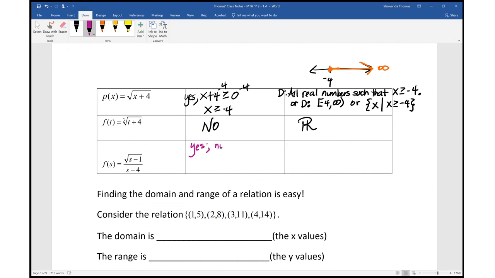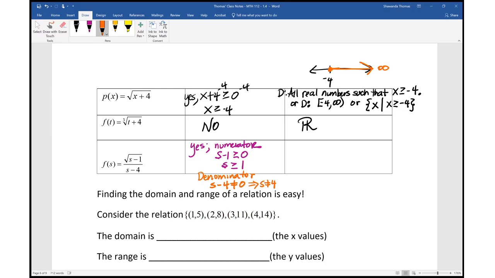One part, the numerator. Let's talk about the numerator. s minus 1 can be greater than or equal to 0. So we know that s can be greater than or equal to 1. But on the other end, the denominator, s minus 4 cannot equal 0. Therefore, s cannot equal 4.